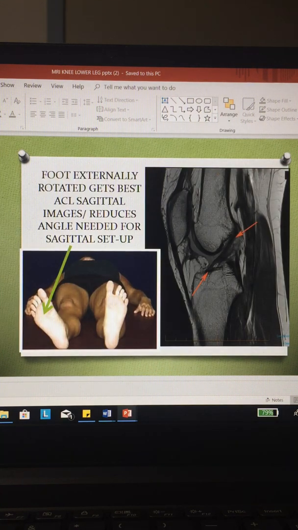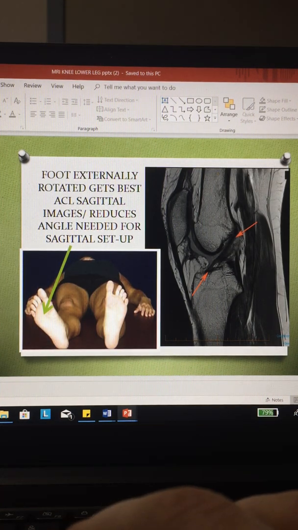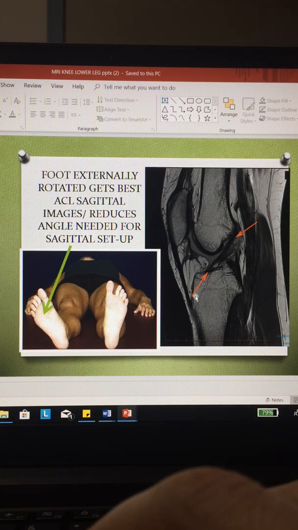If we can do that in this position here, we don't need to angle along that lateral condyle as much. Our angle isn't going to be as steep. And then we can hopefully get this image where we can see the insertion from the top to the bottom all in one image. This is our goal. We want to see that ACL.